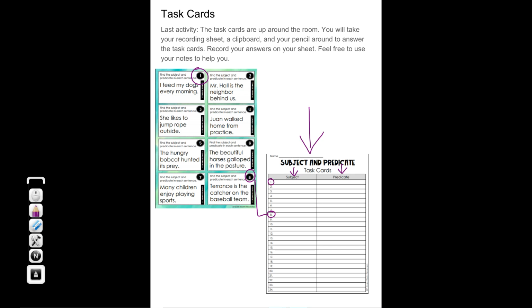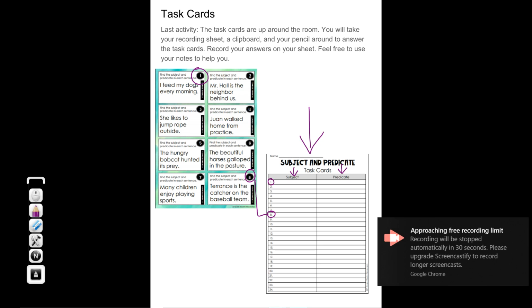Once you have finished this task with the task cards, you can put this also in the writing bin. Make sure your name is on it, and then you may read quietly if you finish and there's time left over. You do not need to come back to the video. This is the end of the video. Once you have finished and completed all the task cards, you may hand in your recording sheet and read quietly.